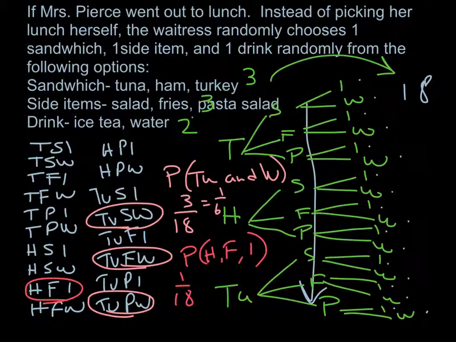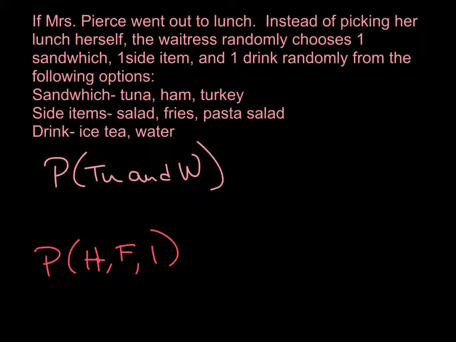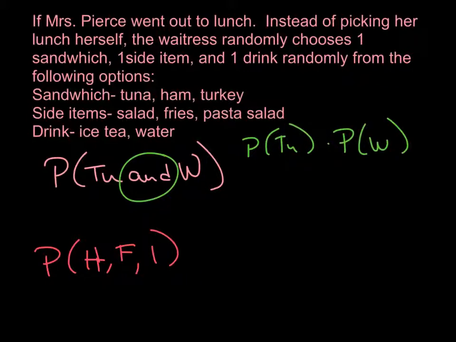The probability that we have tuna or turkey, whichever that might be, and water, and the probability that we've got ham, fries, and iced tea. Here were the two probabilities we did before. The first one says, what's the probability that we get tuna, or maybe it was turkey, sorry, and water? It's an and problem. So if it's an and problem, basically I'm going to find the probability of tuna times the probability of water. So I'm going to go back up here and just look at these three.